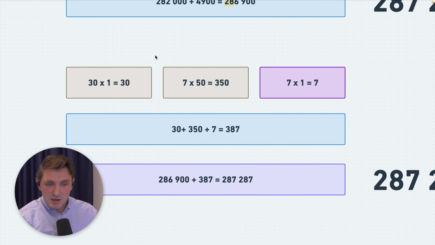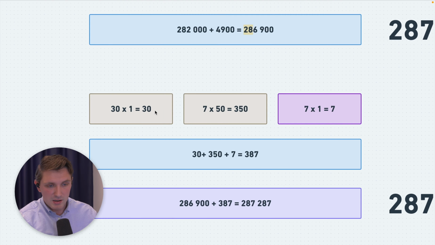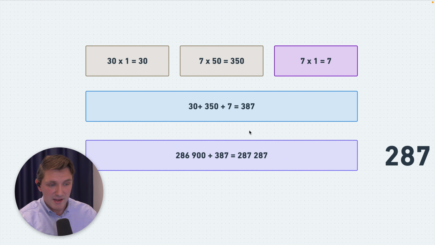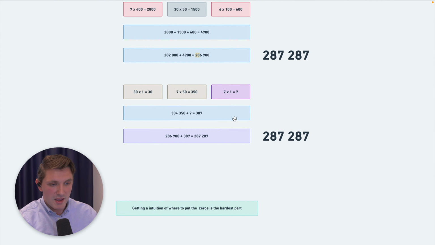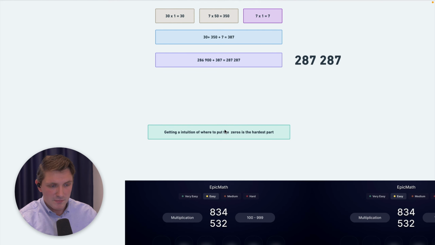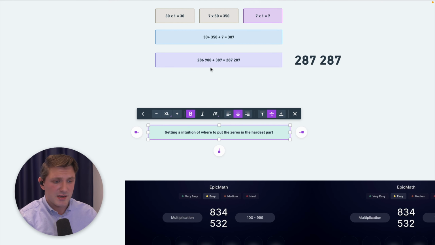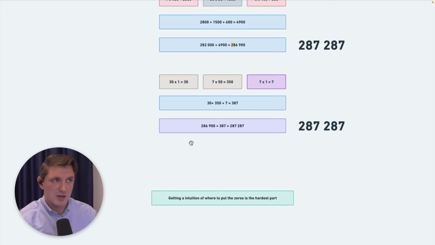Now, here you can see we do the browns and we do the purple one. So it's 30 times 1, which is 30, 7 times 50, which is 350, and 7 times 1, which is 7. And if we add those together, we will have the answer of 287. Yeah, and that's basically how you do it. I think the calculations are very, very easy to do in your head if you break them down into steps. The hard part is keeping track of the numbers, of the zeros.